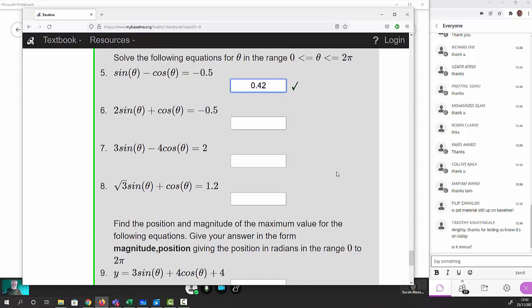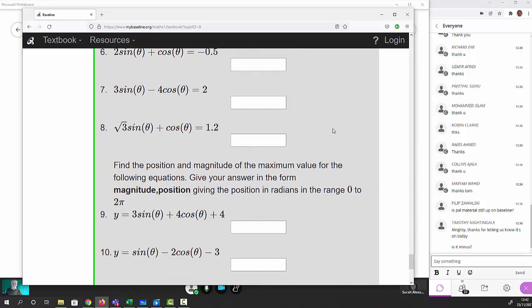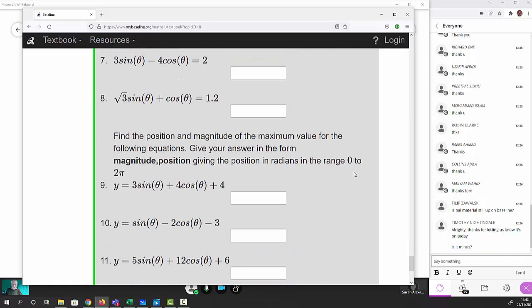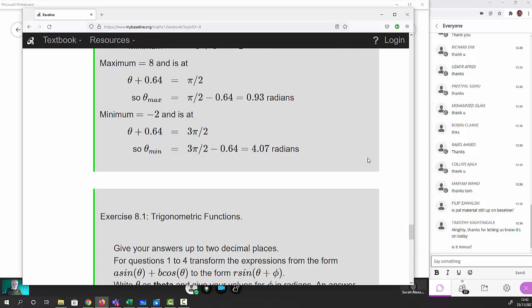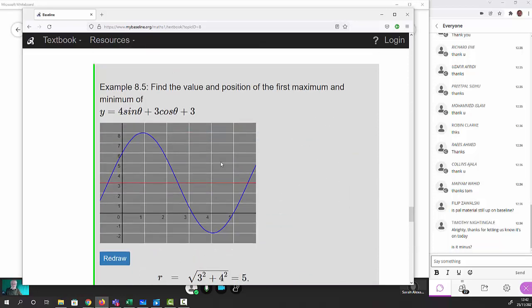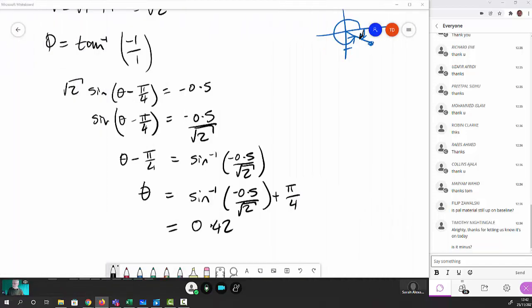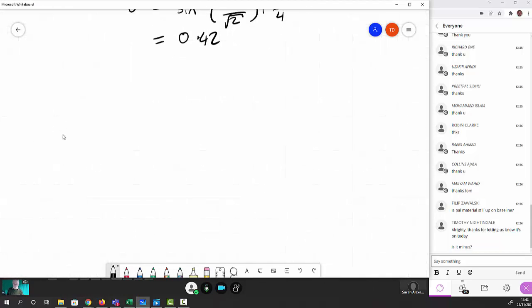There was something else I wanted to do. Finding max and min position. Yeah, all right. So maybe I should do one of those as well. Let me just show you about max and min position. In this case, we've got the curve which is 4 sine theta plus 3 cos theta plus 3. Let me move that off the screen. I don't want you full screen. Let me move this up. So this is example 8.5.